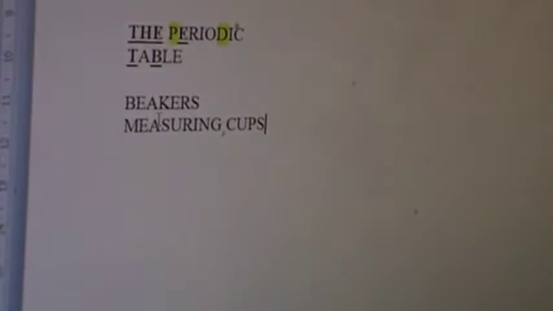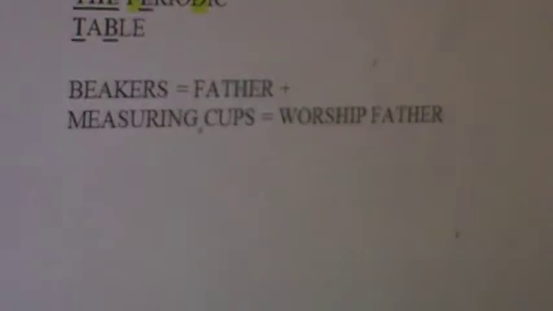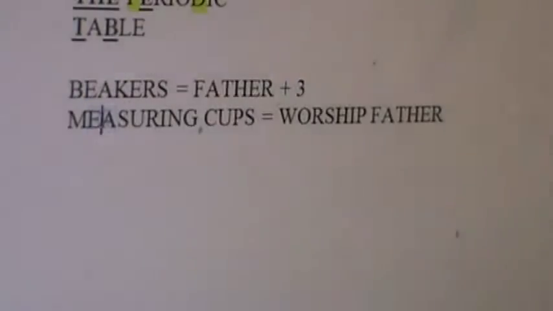You know, in the kitchen, you would probably have measuring cups. Plus one. In fact, it equals worship, Father. In the lab, you have beakers. Plus one. In fact, it's Father plus three. These are just such beautiful offsets for Father. So in the kitchen, you have your measuring cups. In the lab, you have your beakers. Notice the EA in both words for Father and all the rest of it.